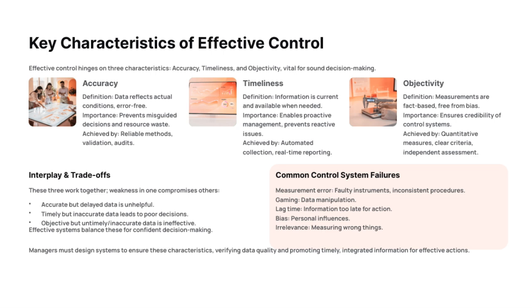Reliable methods, validation, and audits help us maintain this accuracy and prevent misguided decisions or wasted resources. In summary, effective control depends on these three key characteristics: accuracy, timeliness, and objectivity. When they work together, they form a solid foundation for sound decision-making, helping us manage processes confidently and effectively.